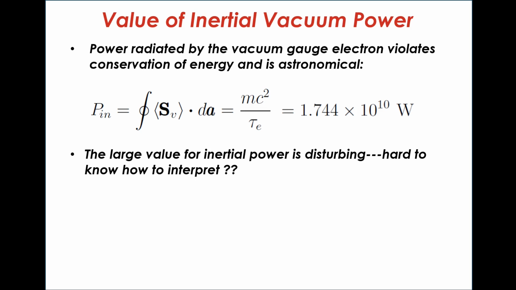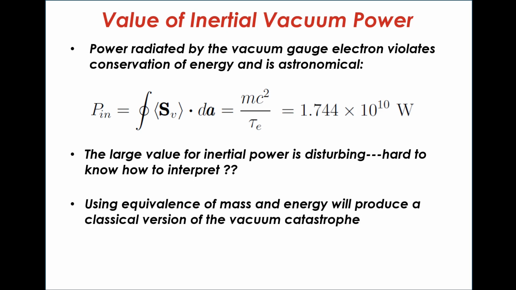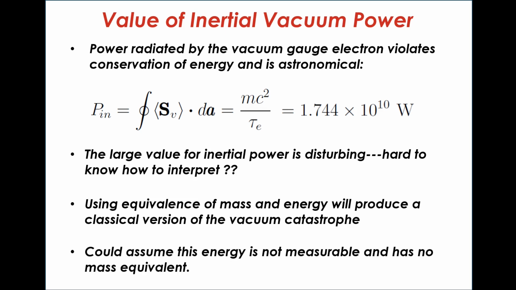However, we do know that our theory will produce a universe loaded with vacuum energy. Unfortunately, assumptions of the equivalence of mass and energy will likely reproduce a vacuum catastrophe, but this time from a classical perspective. To avoid the catastrophe, you could just assume the energy has no mass equivalent.